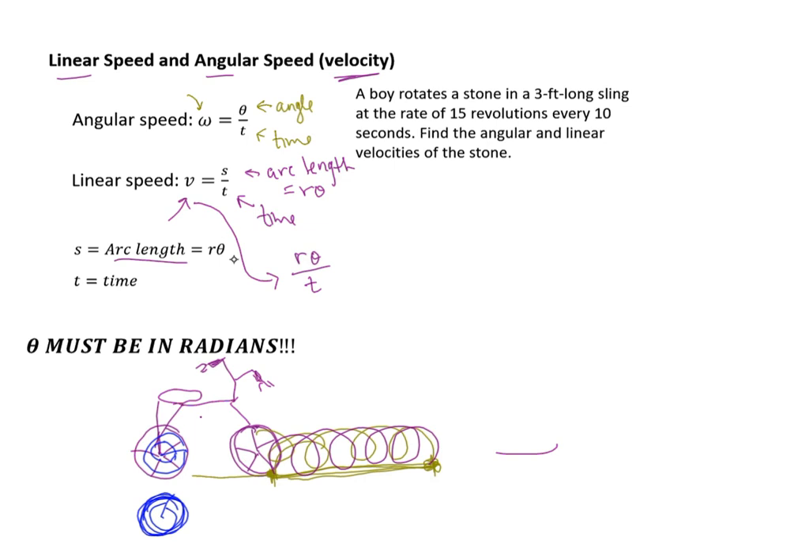S is arc length. Don't forget that theta has to be in radians. It's like percents. You can't really do calculations with percents. You have to change it to a decimal first. Same thing with degrees and radians.